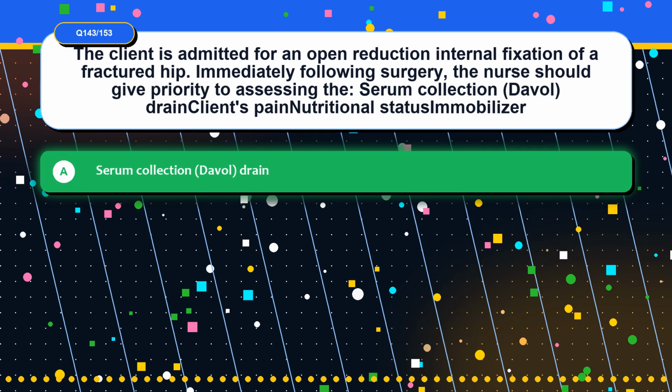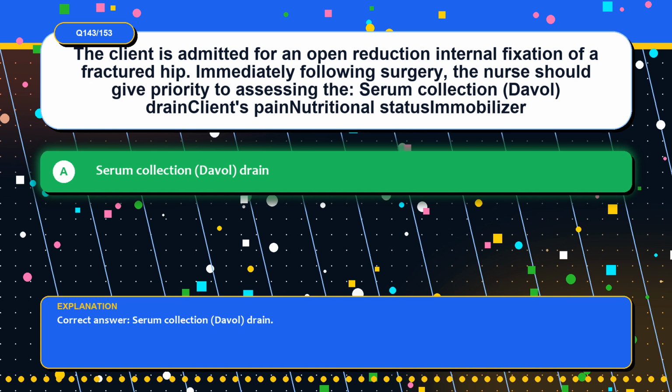The correct answer is option A. Serum collection Davol drain. Correct answer.